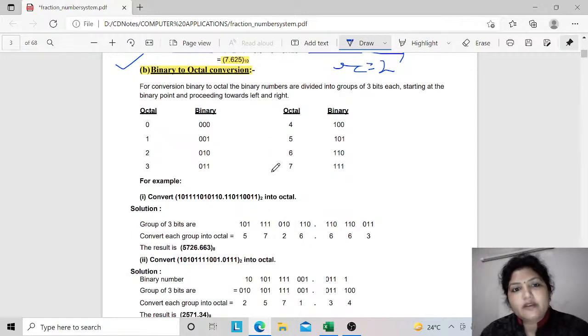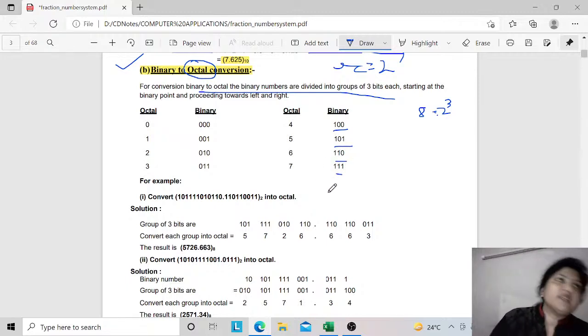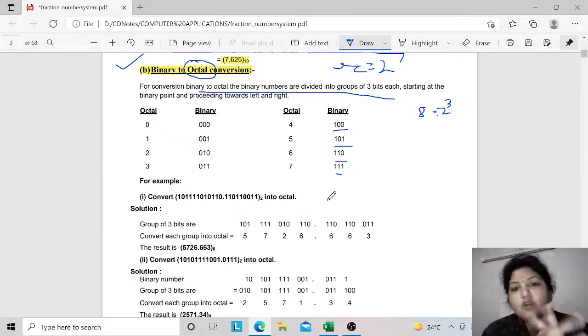Now how does binary to octal work? Binary numbers are divided into 3 digits, because I told you if it is an octal number the radix would be 8. 8 means 2 raised to the power 3. So here the padding would be of 3 digits. Always remember this thing, because in none of the books will you find why these are 3 digits: the padding takes place according to the base, according to the radix, right? So starting from the binary point and proceeding towards the left and right. Now let us see how it works.